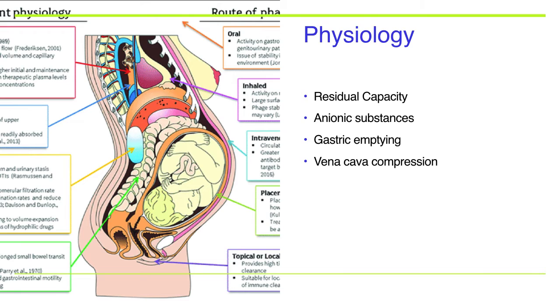Pregnancy predisposes to hypoxia because of decreased functional residual capacity. Placental transfer of medications exposes the fetus to lipid-soluble anionic substances. Antacids should be given prophylactically because of delayed gastric emptying time in pregnancy. The uterus should be laterally displaced to avoid inferior vena cava compression in the supine position.